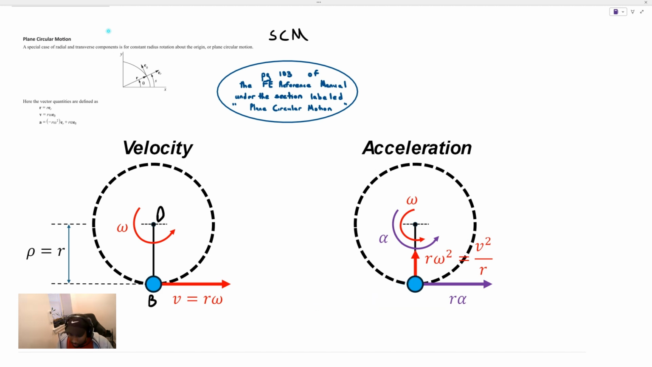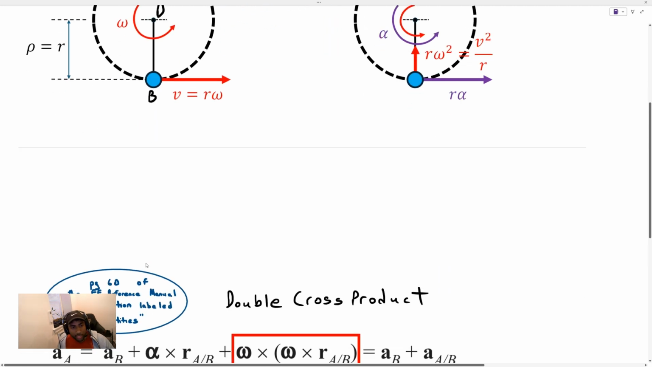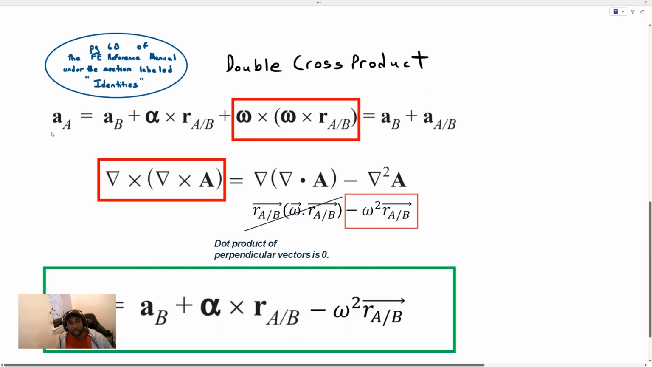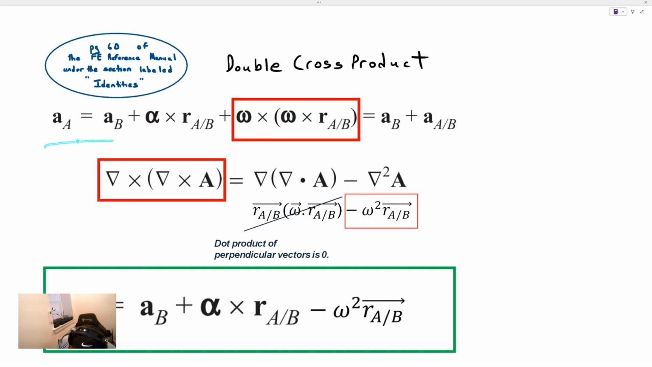So we have a centripetal component, we also have a tangential component, and r alpha pointing in the tangent direction. So now that we understand circular motion, we can fully break down the motion of that point B. Another point I would like to hit on is, if we look at that relative acceleration equation, there's a double cross product term here. Now we really want to avoid these double cross products on the FE exam. We could use the calculator to perform a double cross product, but again, it's just going to take more time.